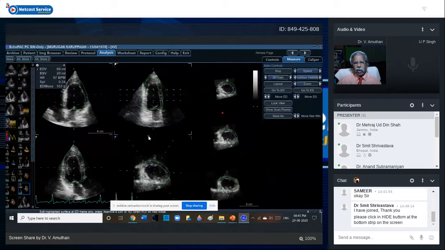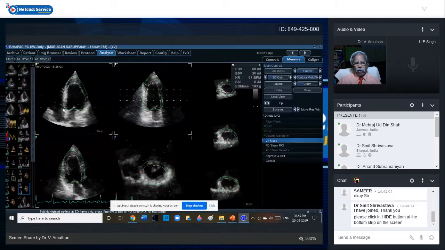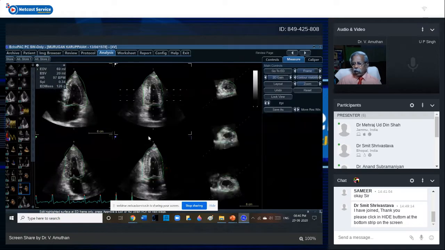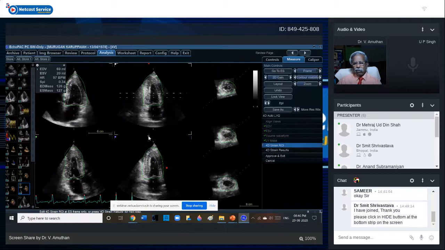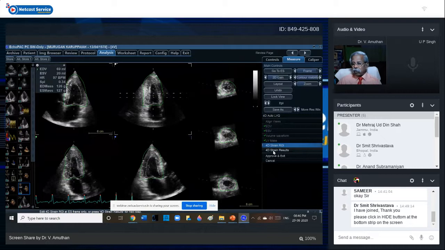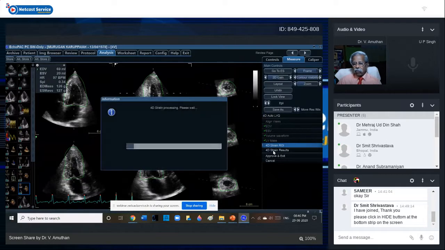For LV mass calculation, you have to slightly modify this. This is the epicardial border which you will have to trace. You have to trace the epicardial border, and with these 3 cuts you can verify the basal level, mid LV level, and the apical level. You can just see, and then go for the LA 4D strain. This is the strain region of interest placement over the strain. You can see here, and then the strain results can be available immediately. This is the strain graph which is available immediately.